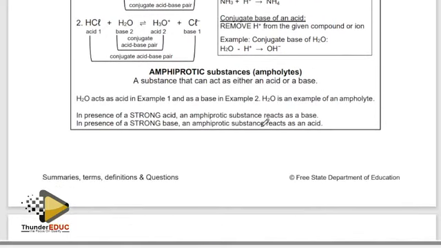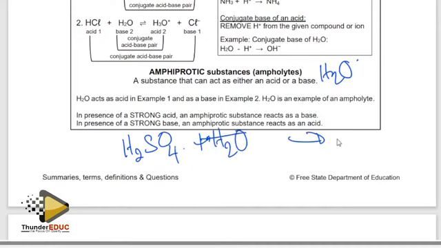Amphoteric means a substance which can act as both an acid and a base. An example is water. But sometimes they can bring a question like sulfuric acid, H2SO4, plus H2O, then you form hydronium ion plus hydrogen sulfate, like that. You see? So now this can act as an acid and as a base at the same time.